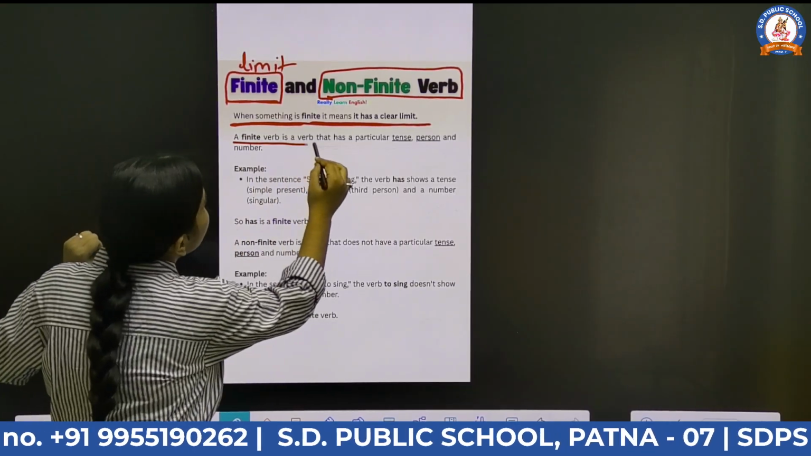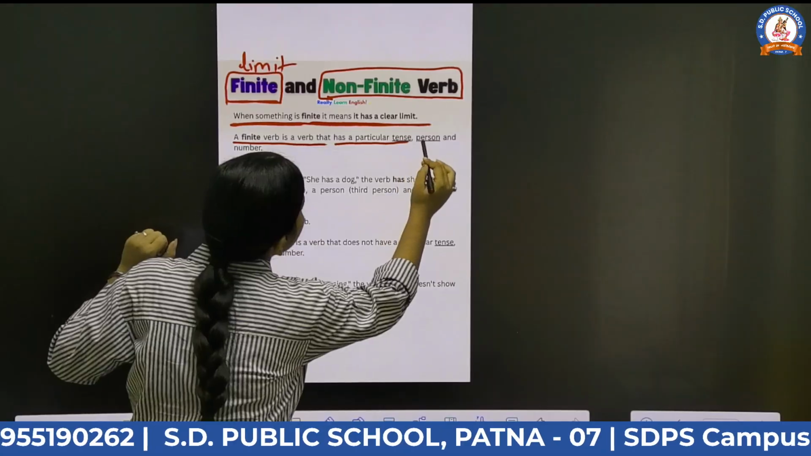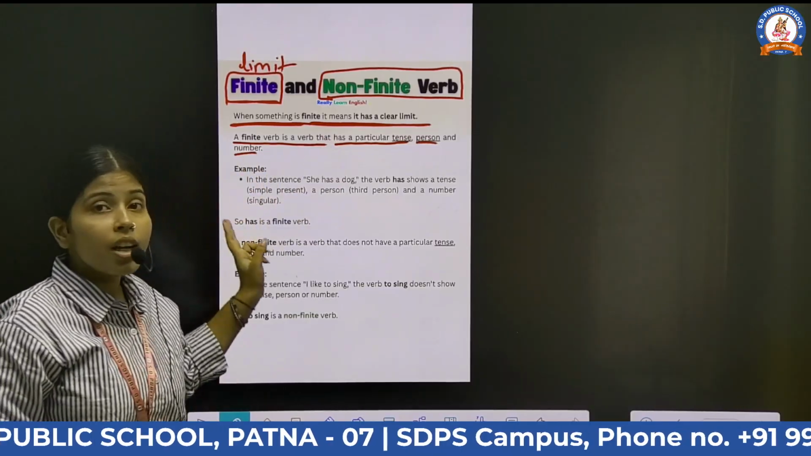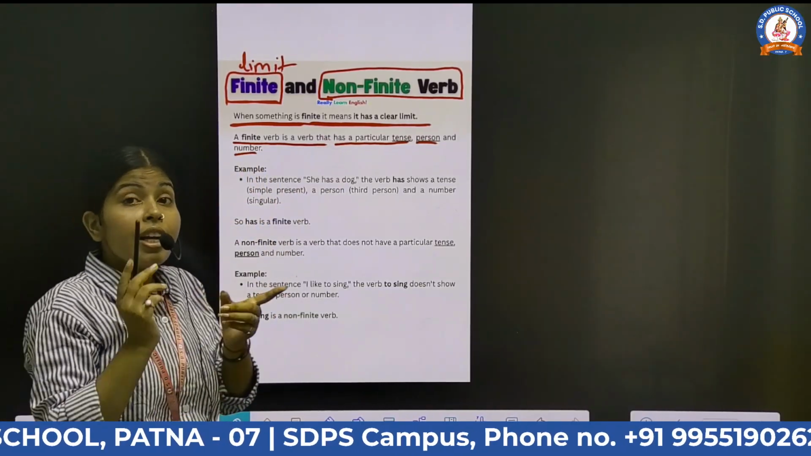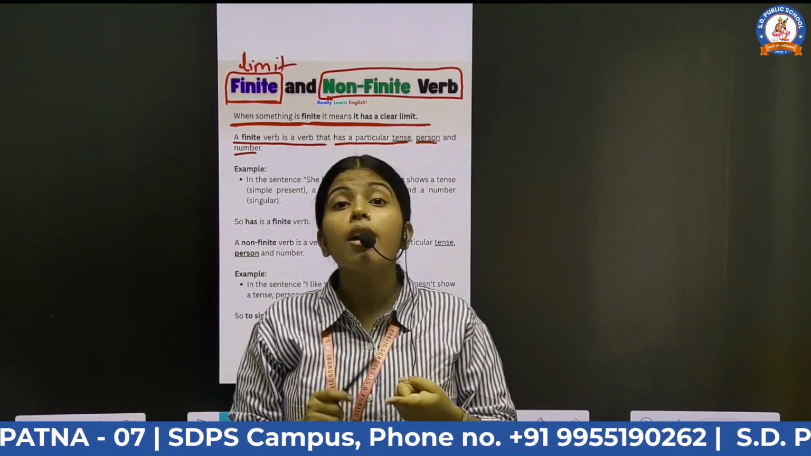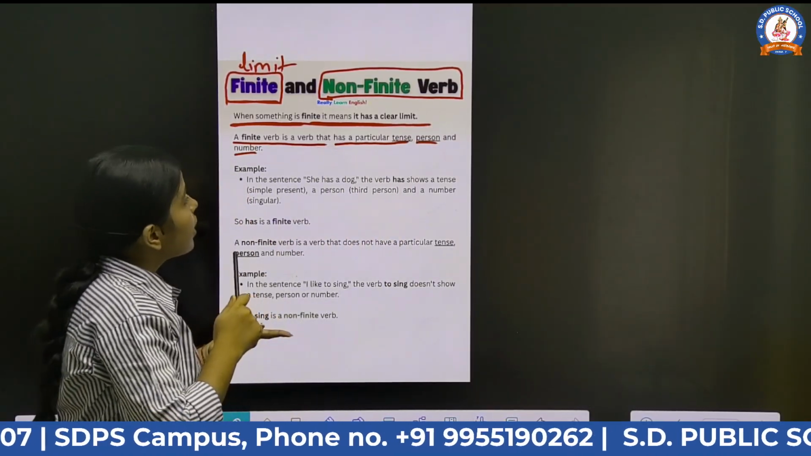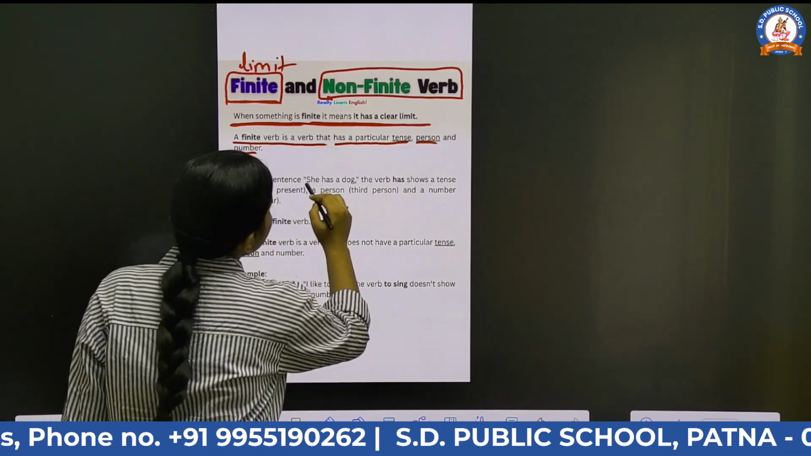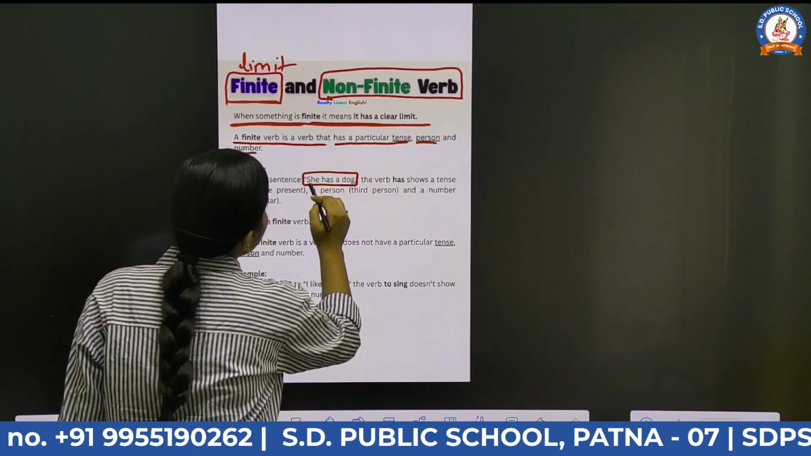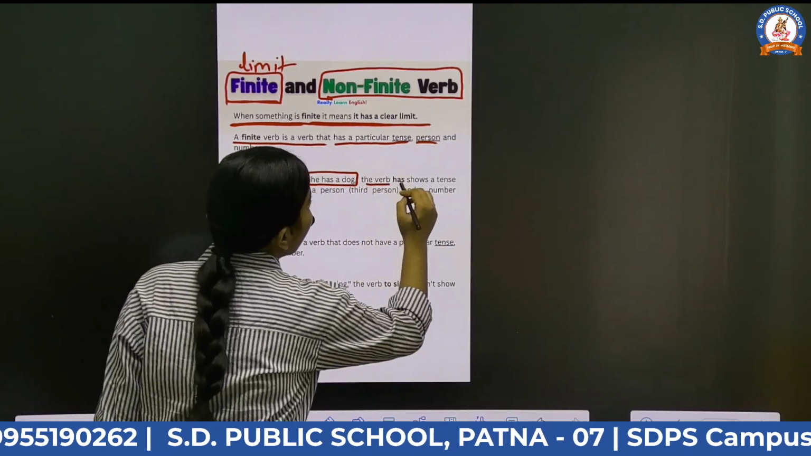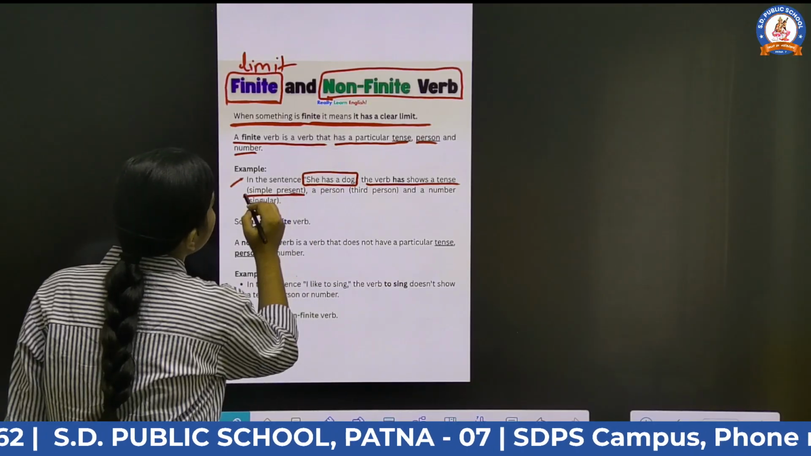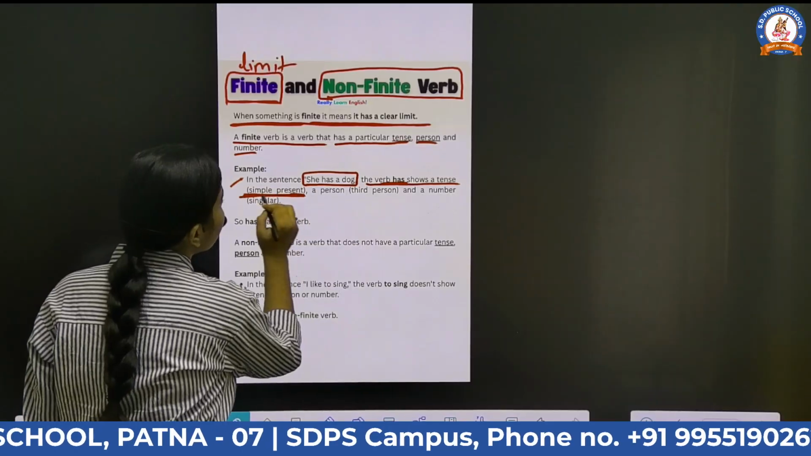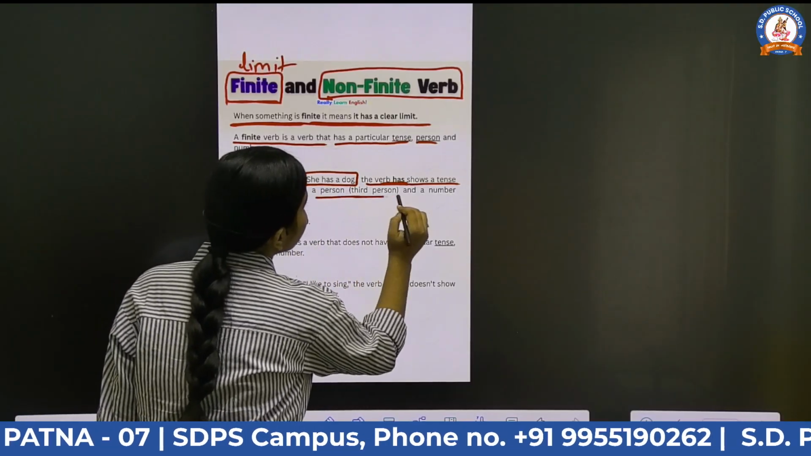A finite verb is a verb that has a particular tense, person and number, and it will change its form according to the tense, person and the number in the sentence. What I am telling is it will change its form according to the person, number and tenses in the sentence, right? For example, you can see, she has a dog. Here the word has shows the tense, which is simple present tense, and a person, that is third person.